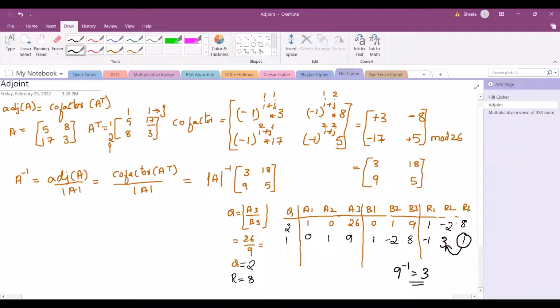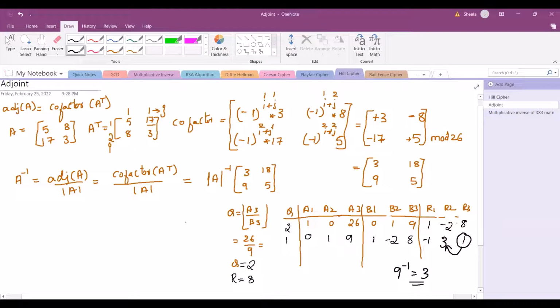This is one way of finding the inverse. The other way is, we know that when we multiply two numbers and take modulo, if the value is equal to 1, then the number which we have multiplied will be the inverse of the other. So let me observe that method also.